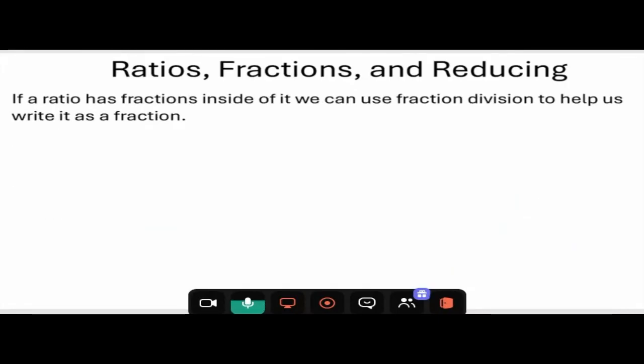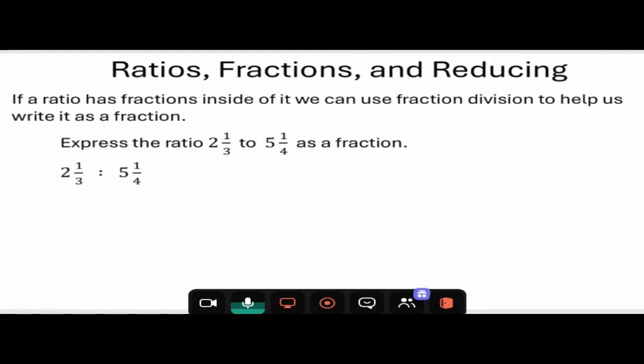If a ratio has fractions inside of it, don't panic. Just do the same thing you always do. So here is, oh, this one looks ugly. Don't panic. It's going to be fine. 2 1/3 to 5 1/4. Well, let's write it as a ratio. There it is as a ratio, 2 1/3 to 5 1/4. And I'm going to turn those into improper fractions, 7/3 and 21/4.